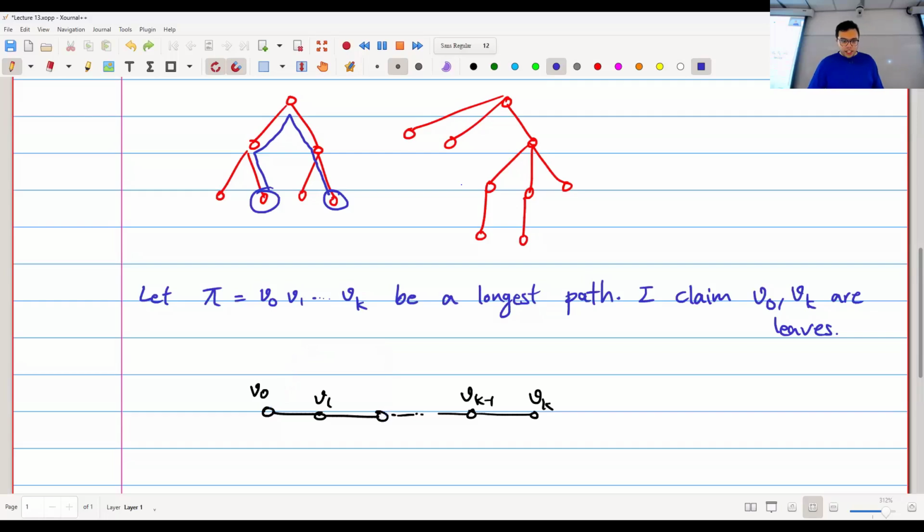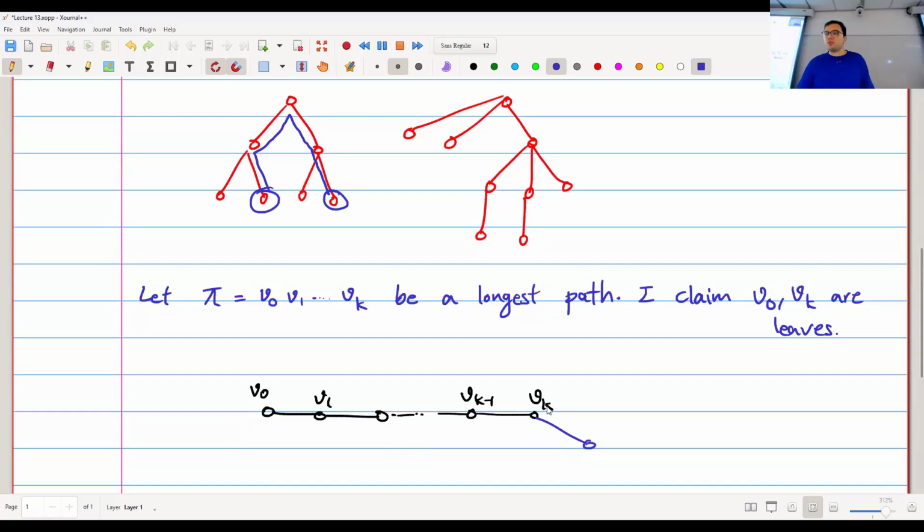So this other edge that is coming out of V0 has to go somewhere else, to a vertex that is not already in my path. But that gives me a longer path. I can just add this vertex to the beginning of my path, and I get a longer path. So this is a contradiction with the assumption that this was a longest path. I can say the exact same thing on the other end of my path. So look at Vk. If Vk is not a leaf, there should be another edge coming out of Vk. But that edge cannot go to anywhere inside my path, because if it does, then I will have a cycle here.